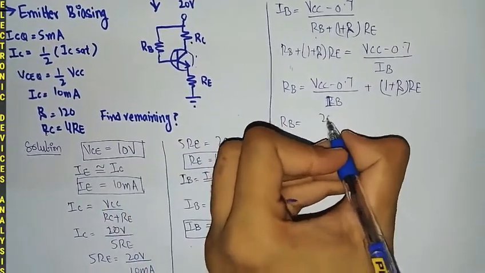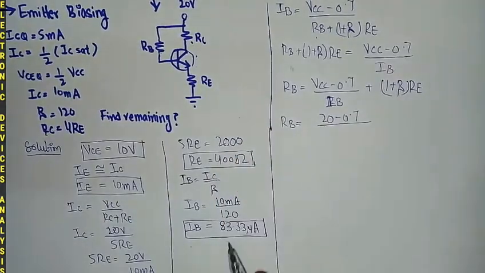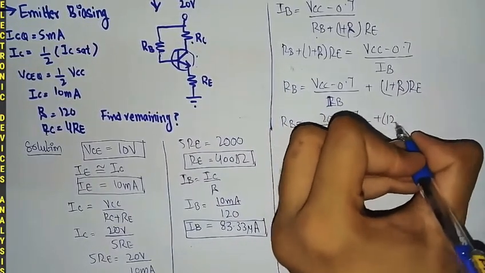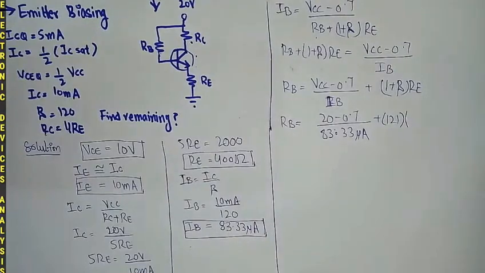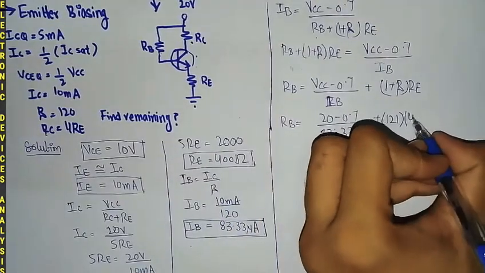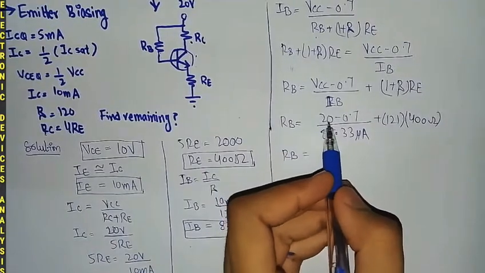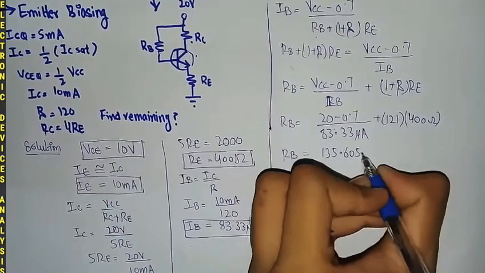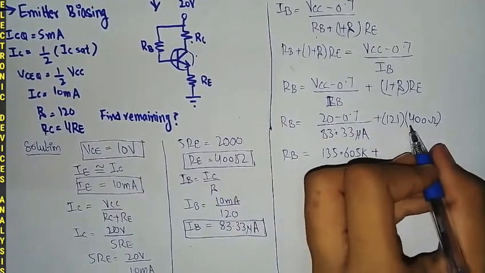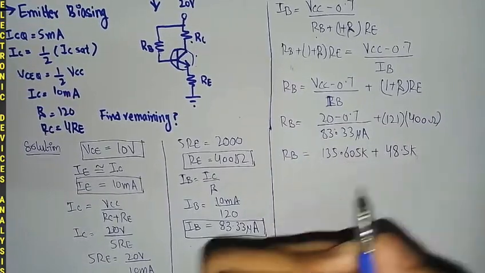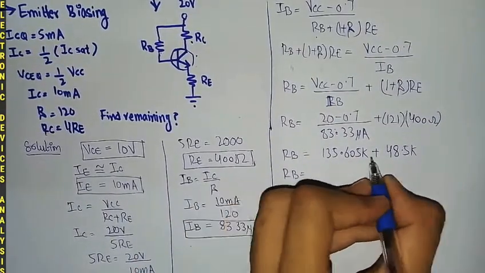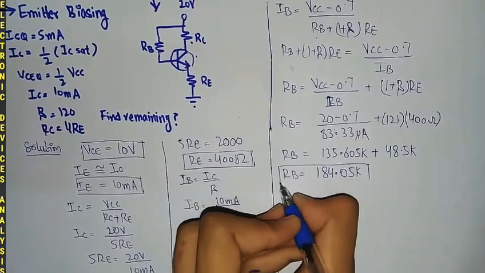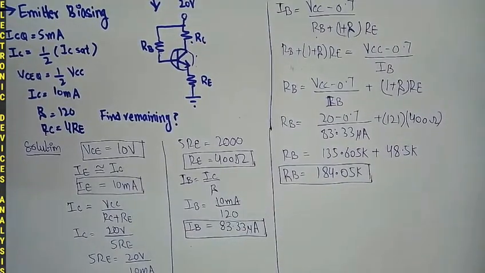VCC of 20 minus 0.7 volts over IB of 83.33 microamps, minus (1 plus beta, which is 121) into RE. The value of RE we calculated is 400 ohms. So 20 minus 0.7 over 83.33 microamps is 135.605 K, and 121 multiplied by 400 is 48.5 K. So RB will be equal to the difference, 184.05 K. So this will be the value of the resistance RB.